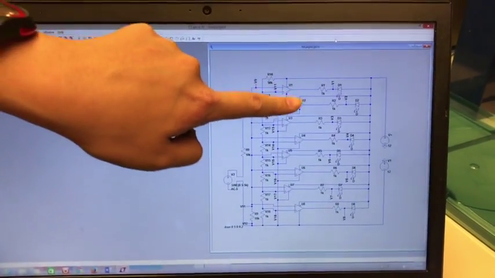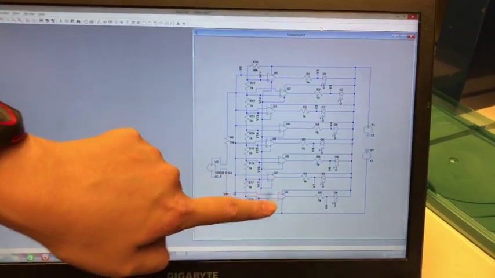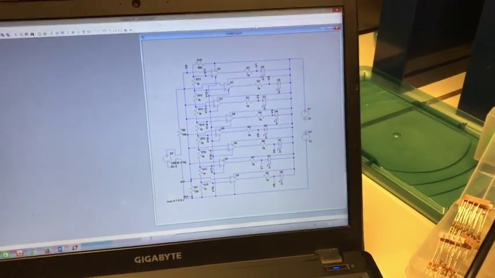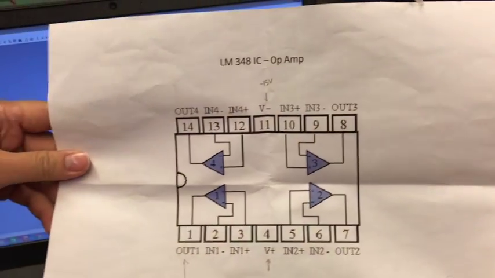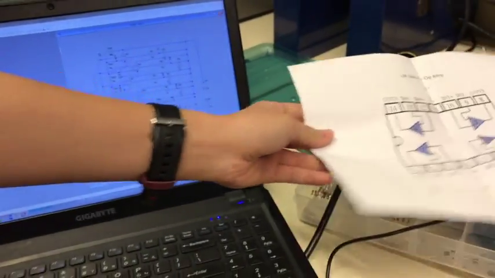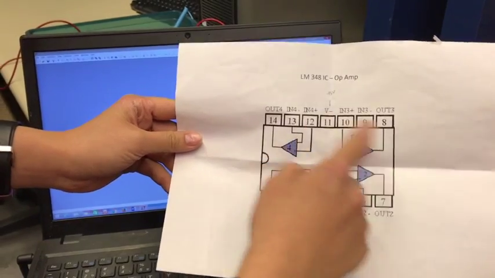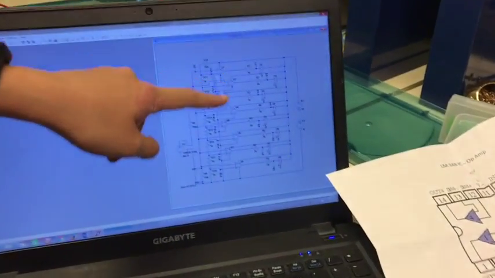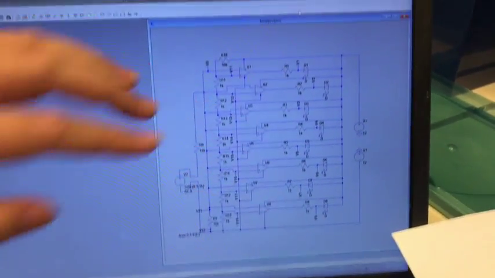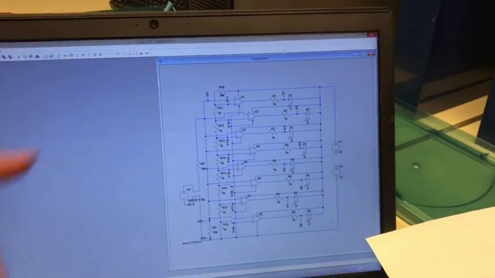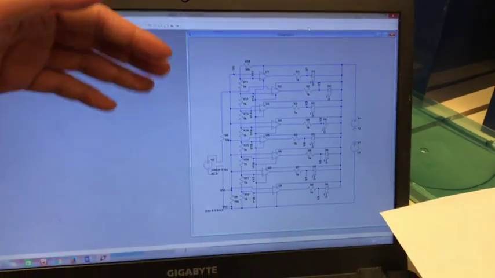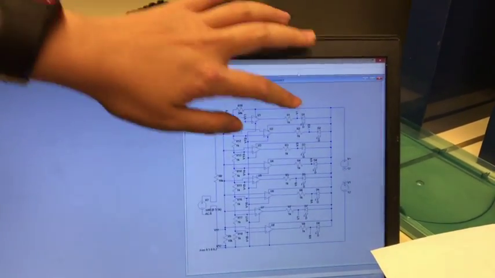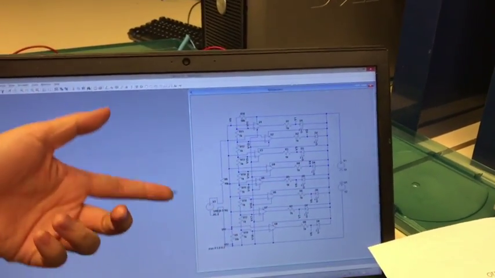We have actually 8 comparators. We use the LM348 integrated chip op amp, containing four comparators, and we have 8 of them connected to diodes. Based on a voltage divider, as the voltage is divided, different diodes light up in sequence.